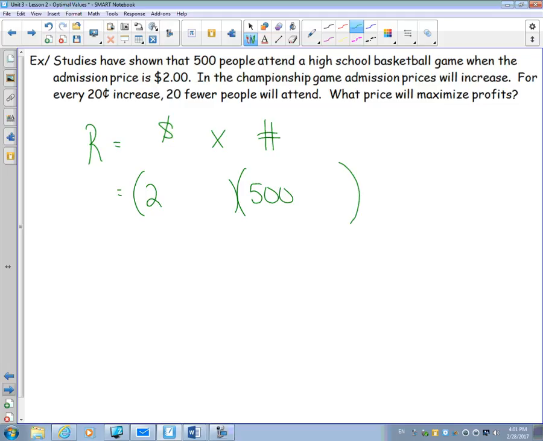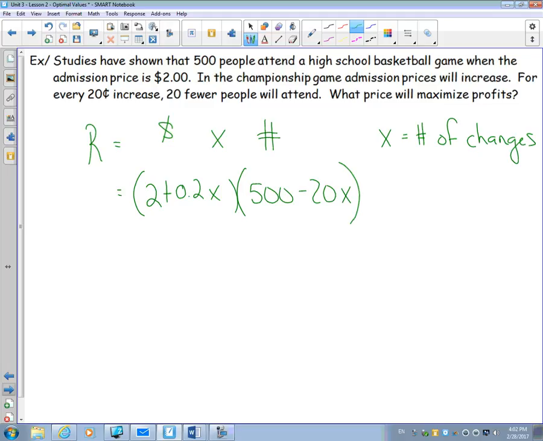The question we have to ask ourselves is, how many changes do we want to make? So X is our number of changes. I can change my price by increasing it 20 cents. I don't know how many times I'm going to do that. I'm going to change it once, twice, 10 times, I don't know. I know 500 people will attend, but if I change my price, I lose people, 20 at a time, X number of times. Okay, this is kind of our standard equation we set up last year.